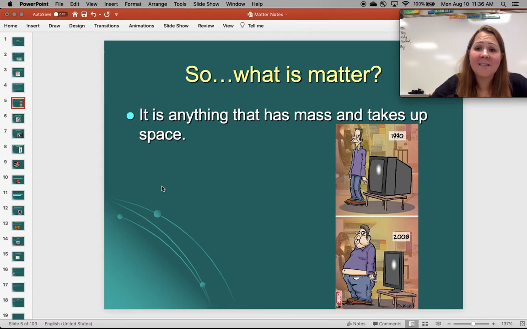Electricity, light, sound, all of those things are a form of energy that is not considered to be matter. Time is made up, it doesn't really exist.